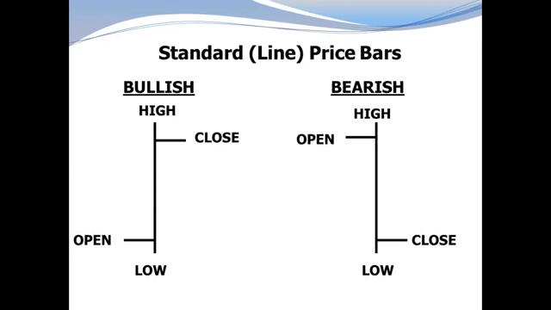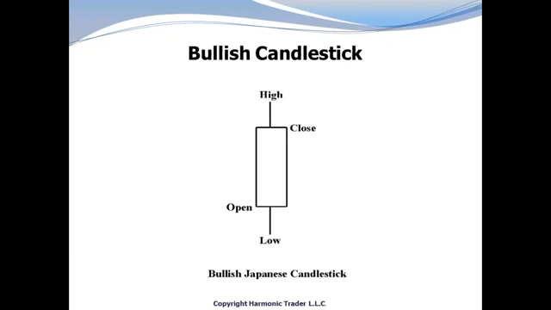Now, the standard line price bar is pretty simple. The initial open is on the left side of the bar, followed by the low to high range, and then with the close on the right side. The bearish standard price bar shows the open on the left side, typically the open above the close, with the high and low range exhibited by a single line, with the close below the open.